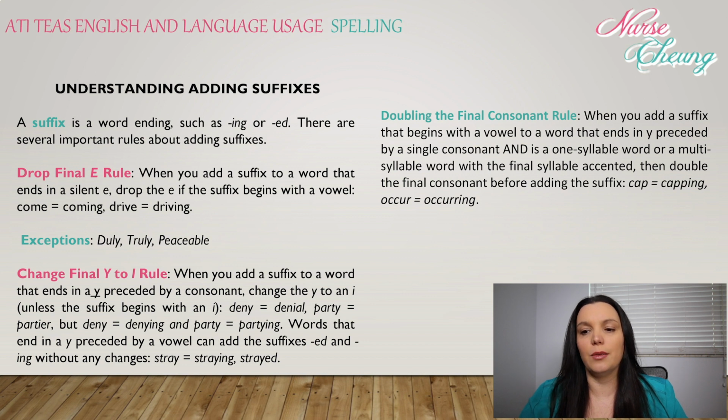Doubling the final consonant rule. When you add a suffix that begins with a vowel to a word that ends in a single consonant and is a one-syllable word or a multi-syllable word with the final syllable accented, then double the final consonant before adding the suffix, such as capping and occurring.